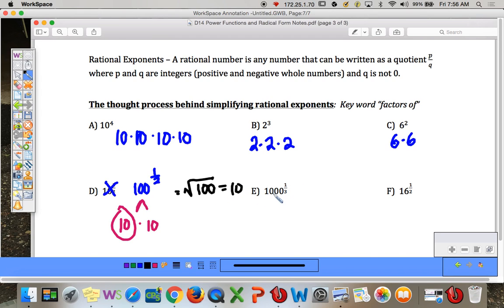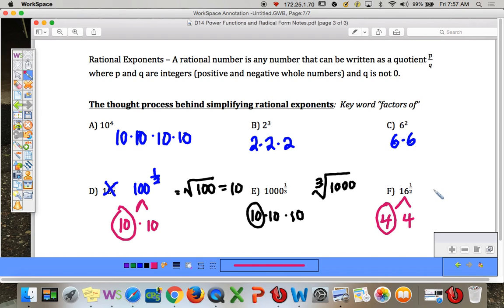Let's do this one, 1,000 to the 1/3. So this will be 10 times 10 times 10, and I want 1/3 of those factors. So again, here our answer is 10. If you try on your calculator the cube root of 1,000, you will get 10. Let's try the next one, 16 to the 1/2 power. Think of factors of 16. If it's 16 to the 1/2, one of those factors is 4. This is the same as the square root of 16, which is 4.